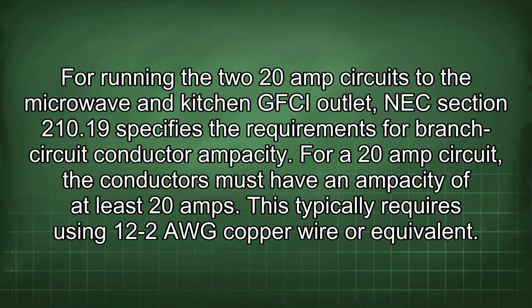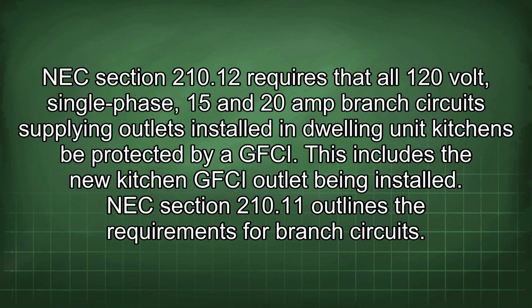For running the 220 amp circuits to the microwave and kitchen GFCI outlet, NEC Section 210.19 specifies the requirements for branch circuit conductor ampacity. For a 20 amp circuit, the conductors must have an ampacity of at least 20 amps. This typically requires using 12-2 AWG copper wire or equivalent. NEC Section 210.12 requires that all 120-volt, single-phase, 15 and 20 amp branch circuits supplying outlets installed in dwelling unit kitchens be protected by a GFCI. This includes the new kitchen GFCI outlet being installed.